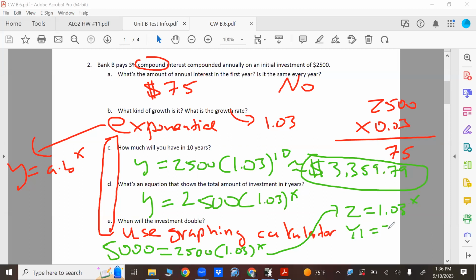Square root, right? No, it's 8 times to the x. Yeah. The initial. We plug it in as 5,000 equals 3,000.